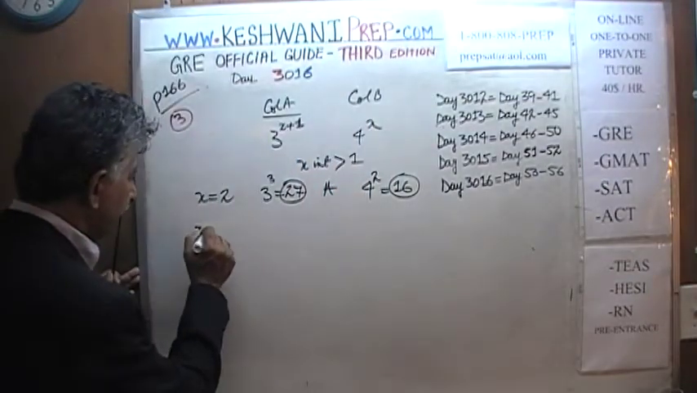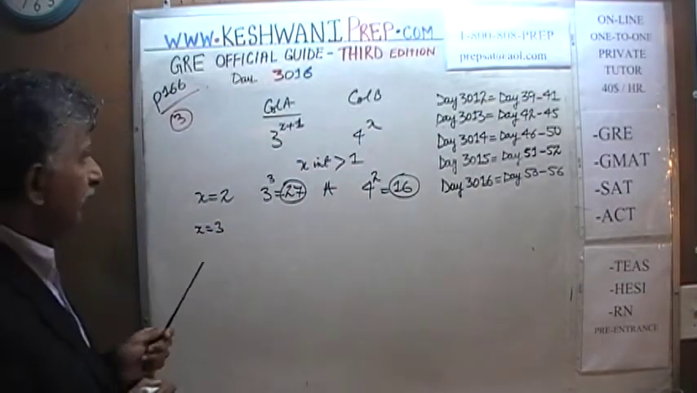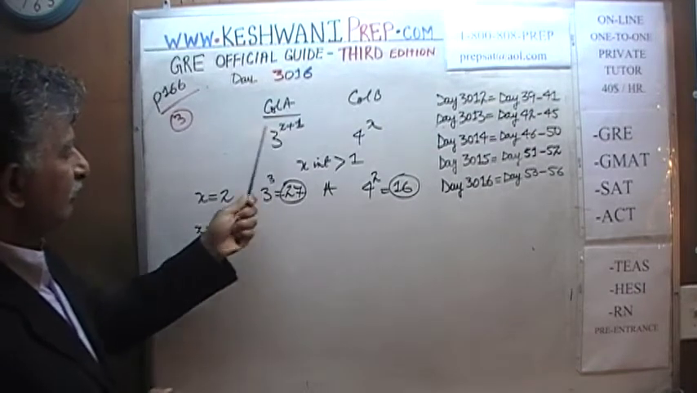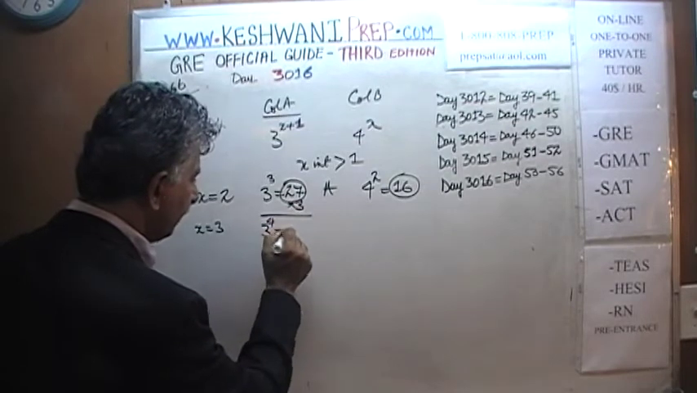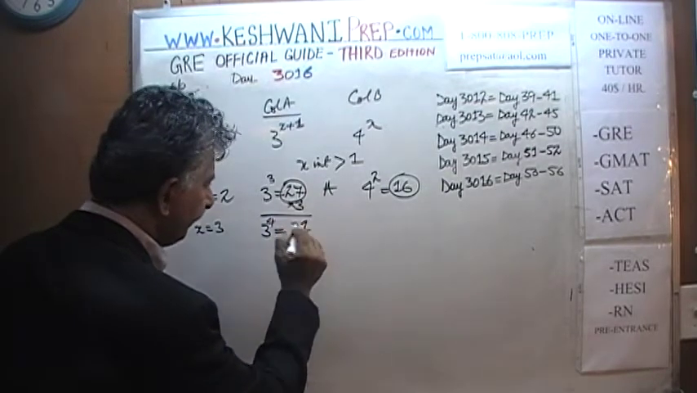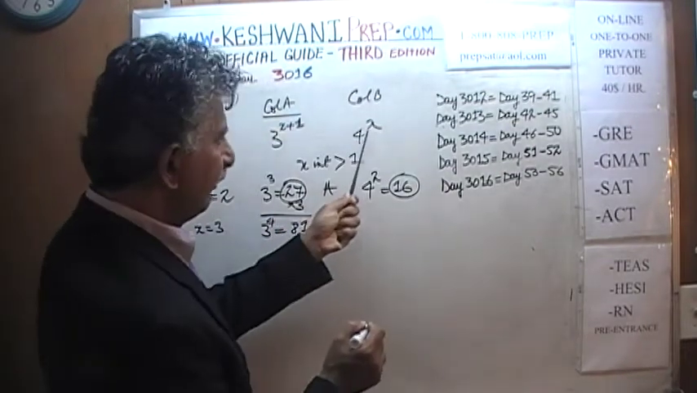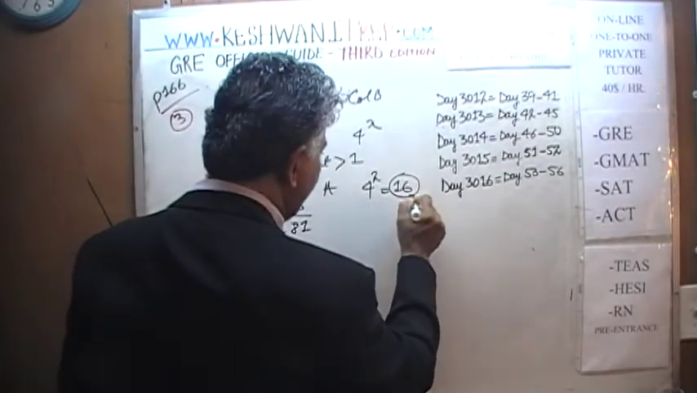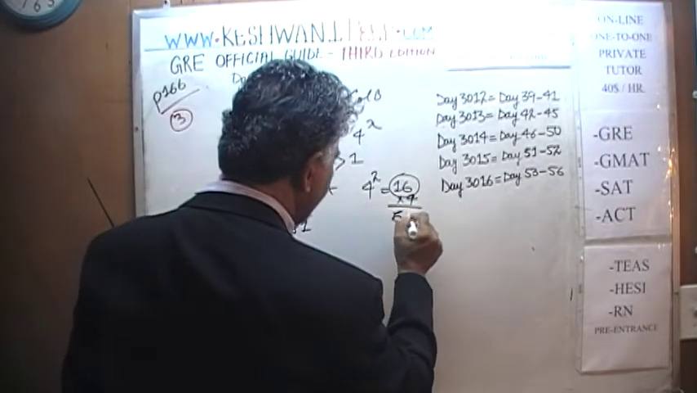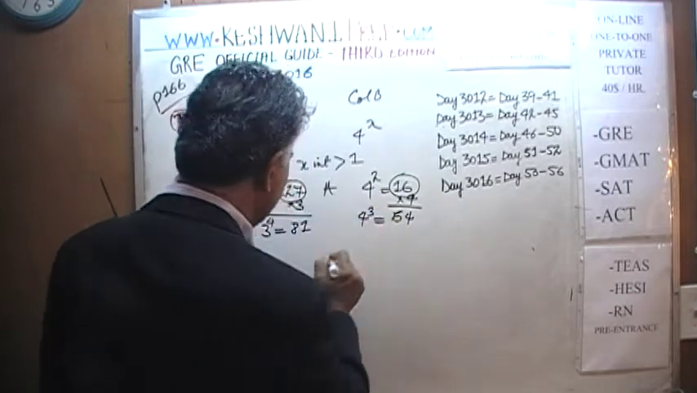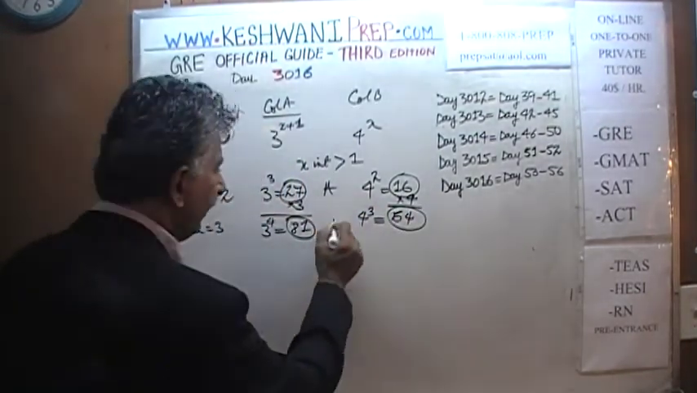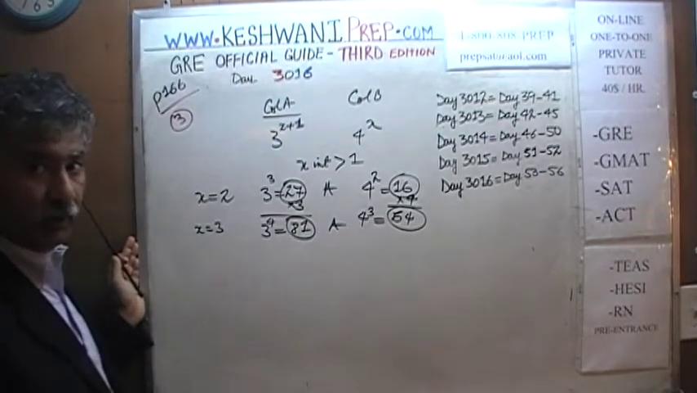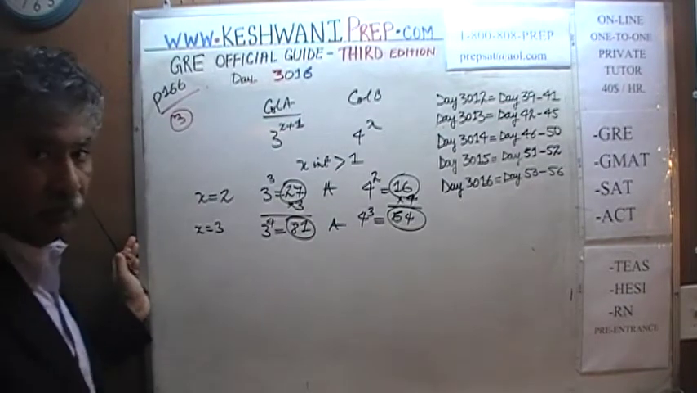Let's put in x equal to 3. 3 plus 1 is 4, so now it's 3 raised to 4, which is 27 times 3, which is 81. And here, 4 raised to 3 would be 16 times 4, which is 64. Again, we have 81 versus 64. The answer is still A. Do we try one more time? I think so.